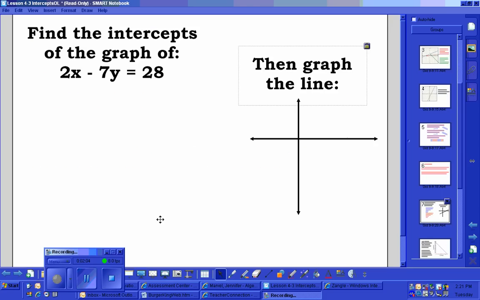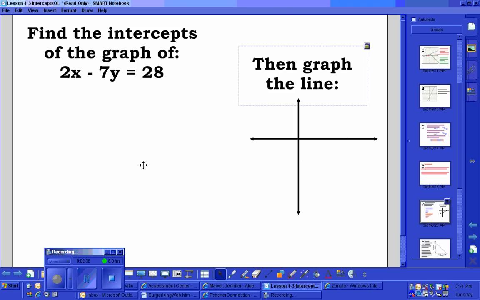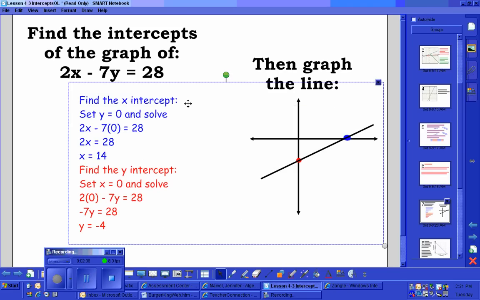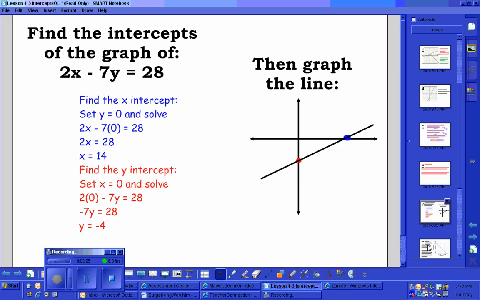All right, so if we want to graph this line, we can start by finding the intercepts. To find the x-intercept, we set y equal to 0, and we determine that x is 14, plotted on the graph here. To find the y-intercept, we say that x is equal to 0. We solve, and we find out that y is equal to -4. We plot that on the graph, and when we connect the dots, we have a nice straight line.